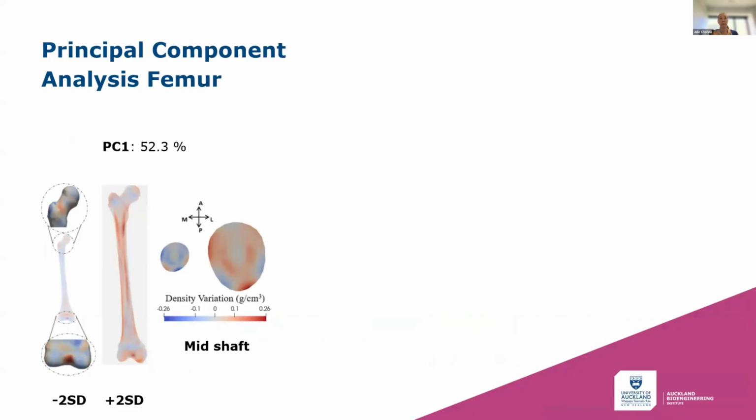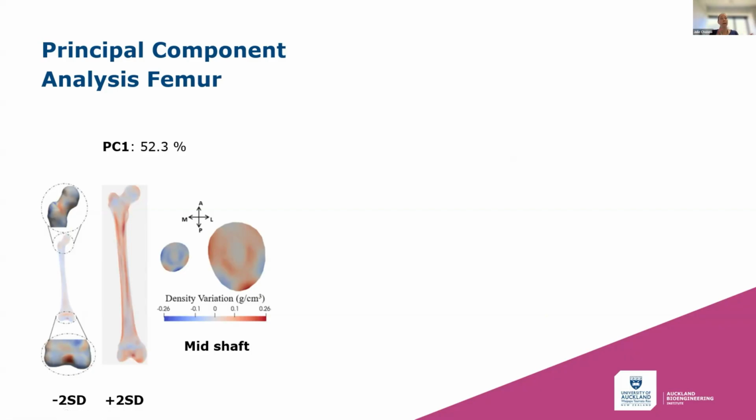Looking at the results of the principal component analysis, so looking at the variation of shape and density in our data set, if we look at the femurs, the first principal component accounted for about 50% of the variation in shape and density. And here on this figure, you can see what the bone looked like at -2 standard deviation in that first principal component, and what the bone looked like at +2 standard deviation in that same component. So you can see the quite big difference between the two bones. The -2 standard deviation is very small, and the +2 standard deviation is quite big.